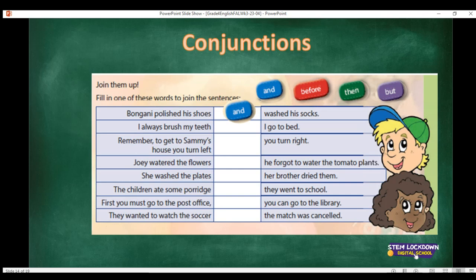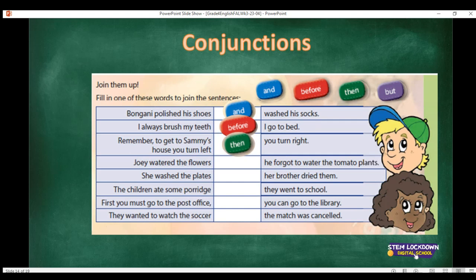I always brush my teeth. I go to bed. So when are you supposed to brush your teeth? So we do it before we go to bed. Remember, to get to Sammy's house, you turn left, you turn right. So I turn left and then you turn right.